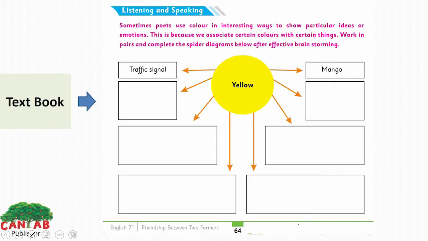On page number 64, we have the listening and speaking section here. Sometimes poets use color in interesting ways to show particular ideas or emotions. This is because we associate certain colors with certain things. Work in pairs and complete the spider diagram below after effective brainstorming.